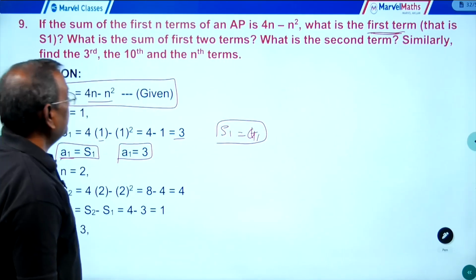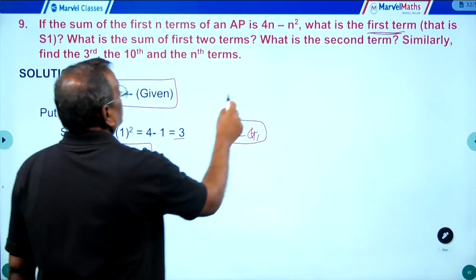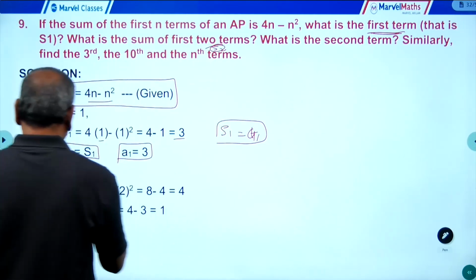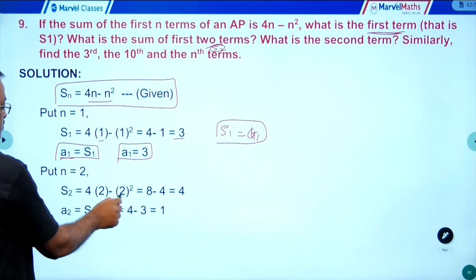And what is the sum of first two terms? Sum of first two terms is nothing but S2. So put n equal to 2. Here 4 into 2 minus 2 square, 8 minus 4 equal to 4.